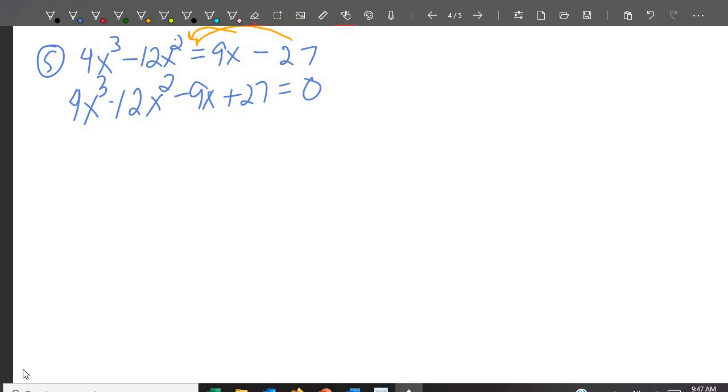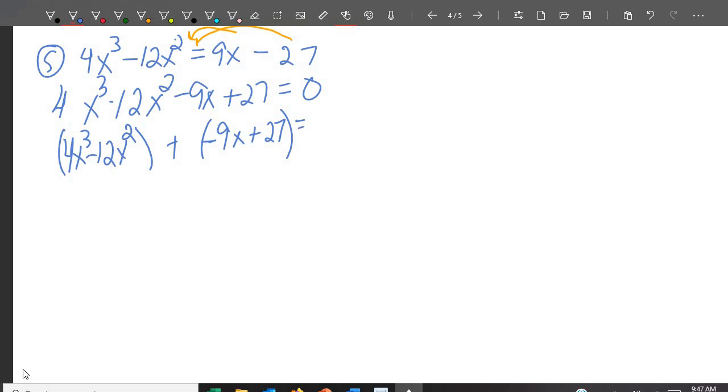Alright. Remember the grouping method. Draw your 2 sets of parentheses with a plus sign. First 2 terms in the first parentheses, then the second 2 terms in the second parentheses. And we're going to factor out the GCF of each parentheses. This parentheses, both the numbers are divisible by 4, and they have an x squared in common. When I divide, I'm going to get x minus 3.